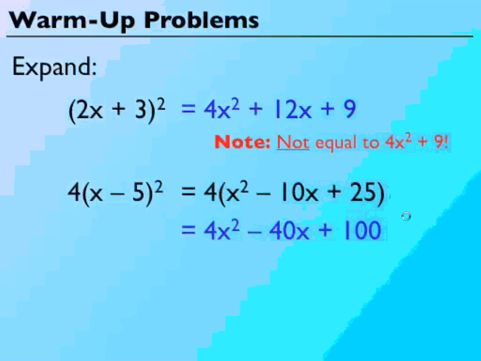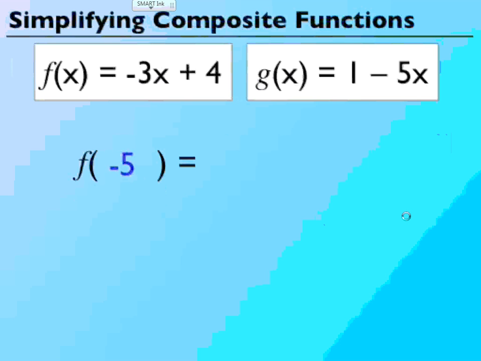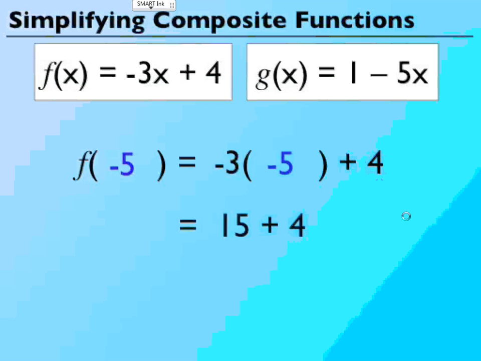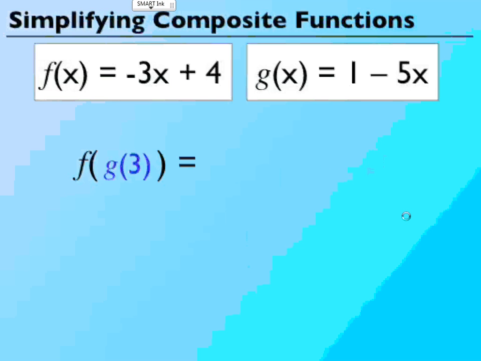Okay, moving right along. Got two functions here, f and g. First question. There's the bell. First question asks for f of negative 5. So we're going to take our function f, and we're going to leave space, and we're going to plug negative 5 into that function. So we got negative 3 times negative 5 gives us 15 plus 4. This should be fairly straightforward. This goes all the way back to section 2, evaluating functions, just being able to plug in numbers, and we get 19. Pretty straightforward.